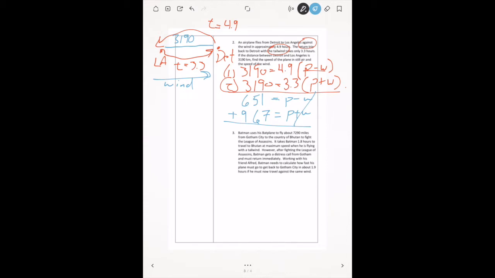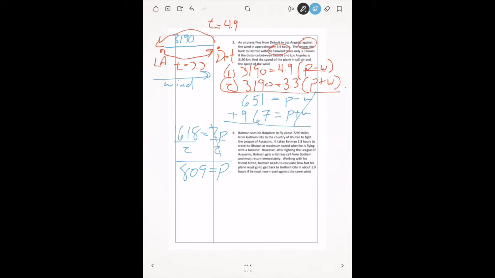So let's take 651 and 967. I will get, I'll move this work over here, 1,618 equals 2p. Divide both sides by 2, and we will end up with about 809 equal to p. So the speed of the plane is about 809 kilometers per hour.